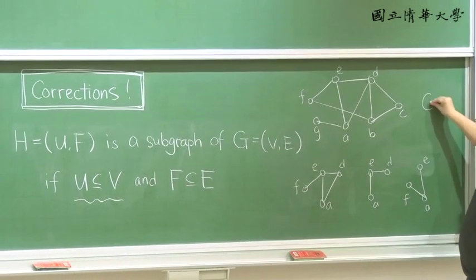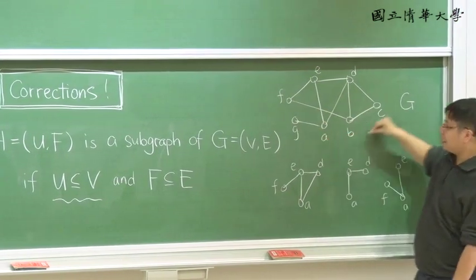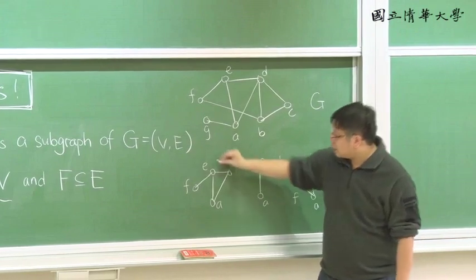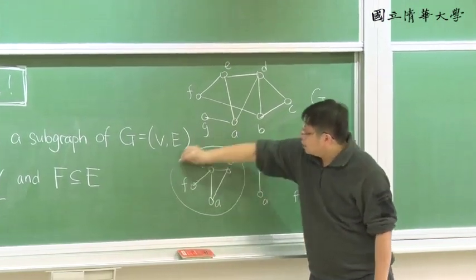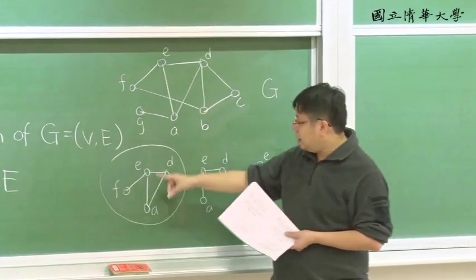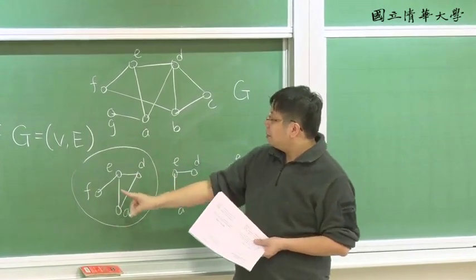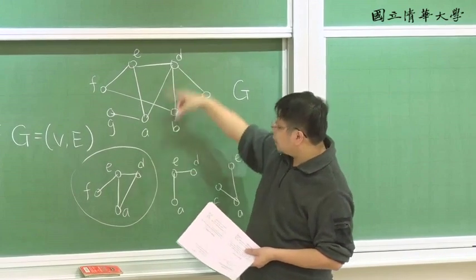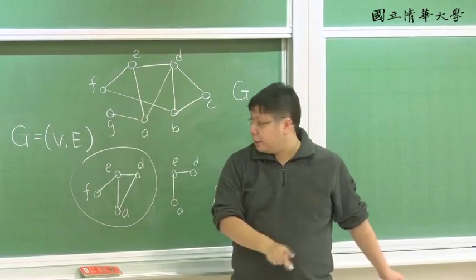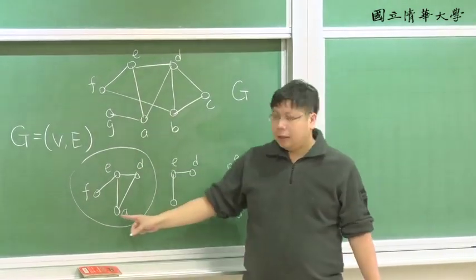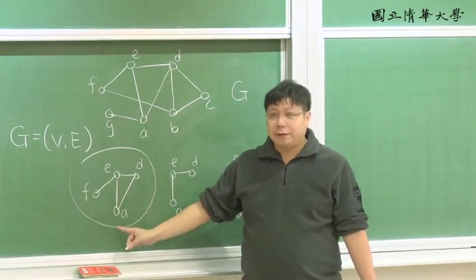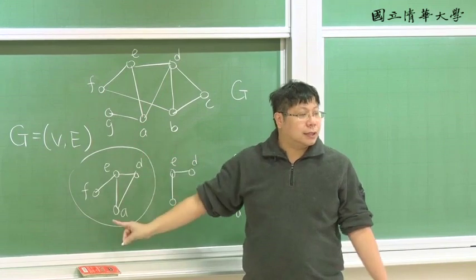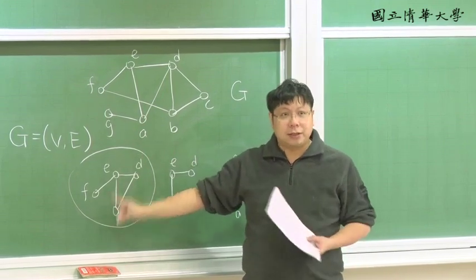Let's call it G. This is the graph G. It is a very complicated graph. If you look at this one, this is a smaller graph. If you check on the vertices A, D, E, F, then we find that the edge AE is there, the edge AD is there, the edge ED is there, the edge EF is also there. Is that okay? So this is a subgraph of G. And moreover, this is an induced subgraph of G. Is that okay?